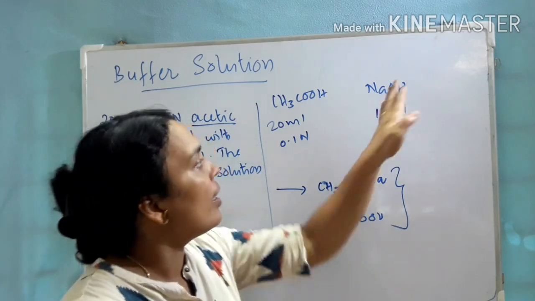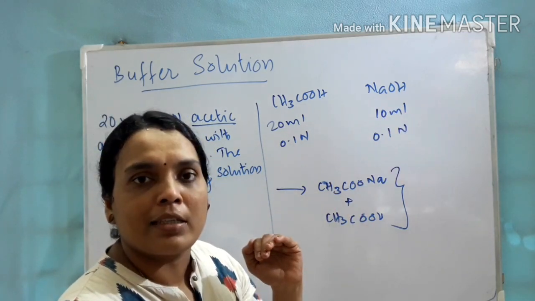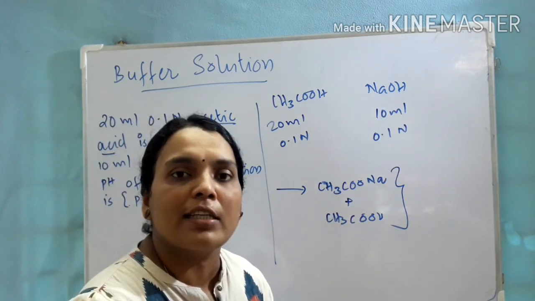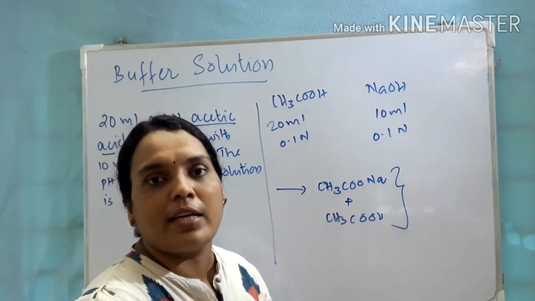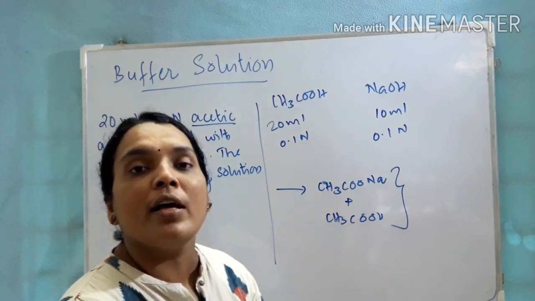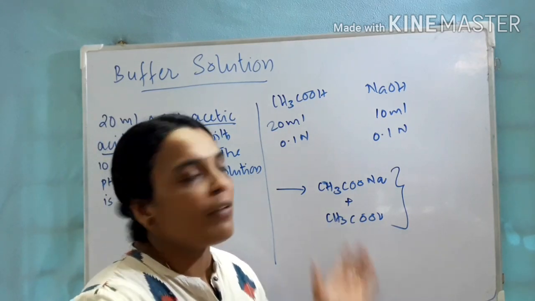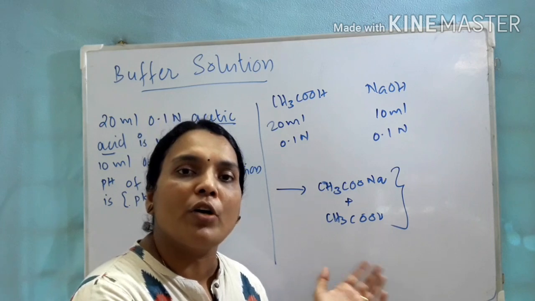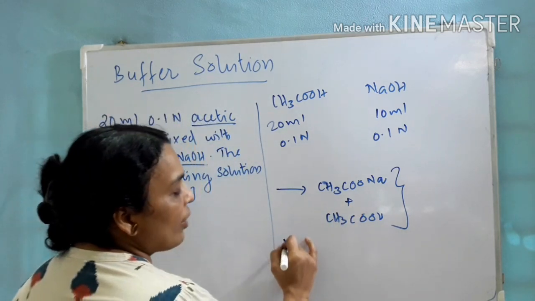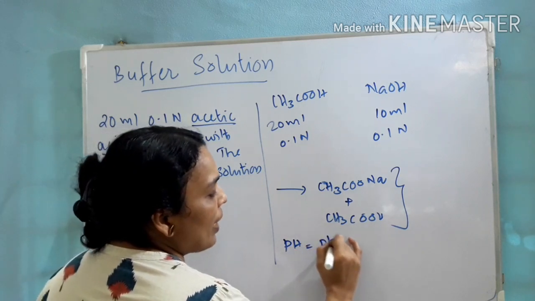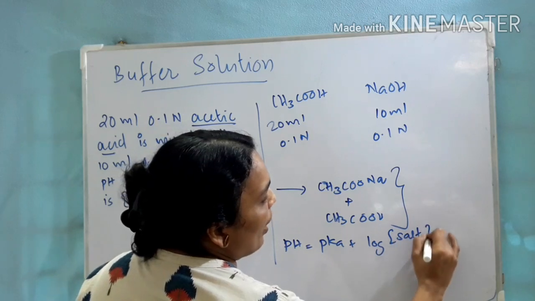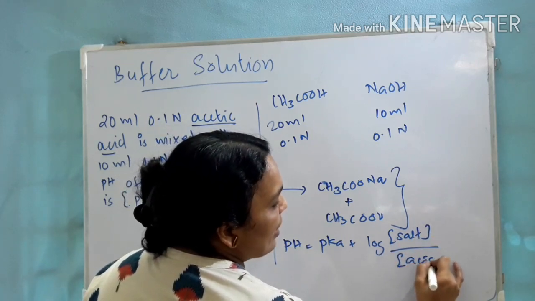That is why it is not completely reacted. The NaOH present in solution completely reacted with acetic acid, forming sodium acetate, and some amount of acetic acid is also there. Now it is called a buffer solution. Now we can calculate the pH according to the Henderson equation. So it is an acidic buffer. Henderson equation: pH is equal to pKa plus log of molar concentration of salt by molar concentration of acid.